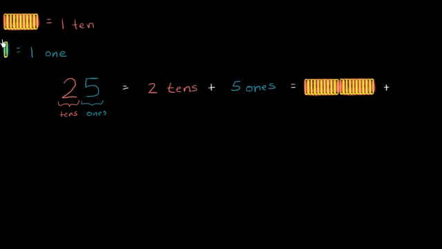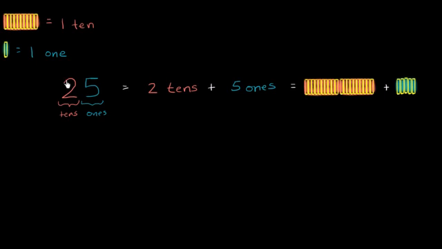Well, if this is a 1 right over here, and I'm just representing it as one vertical bar, 5 ones are going to look like, we're going to have 1, 2, I think you see where this is going, 3, 4, and 5. And so these are all different ways of representing the same quantity. 25 is 2 tens and 5 ones.